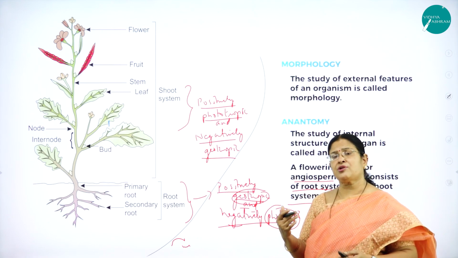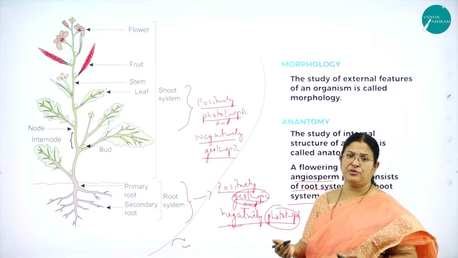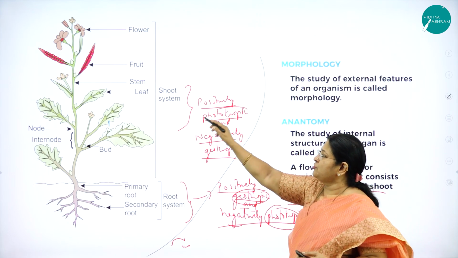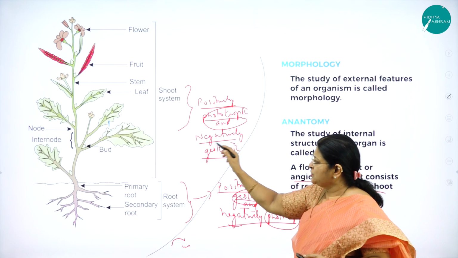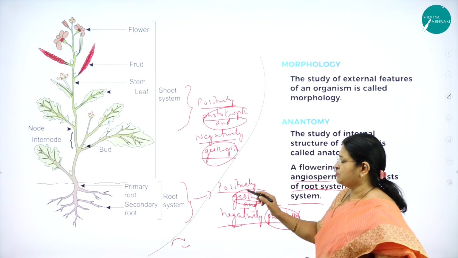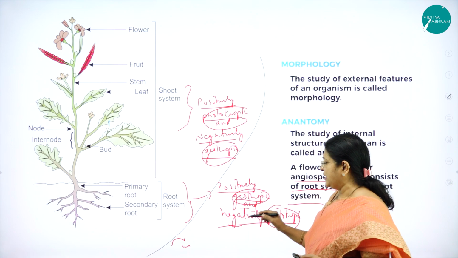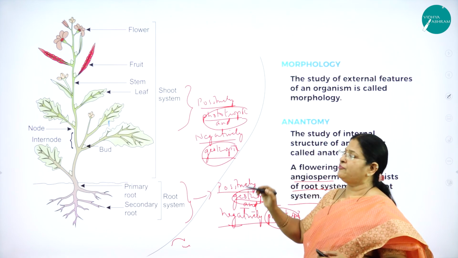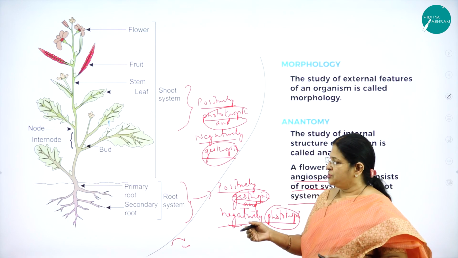Photosynthesis, and which is a very important raw material for photosynthesis, that is sunlight. So hence we call it positively phototropic and negatively geotropic. So the root system is positively geotropic and negatively phototropic, whereas the shoot system is positively phototropic and negatively geotropic.